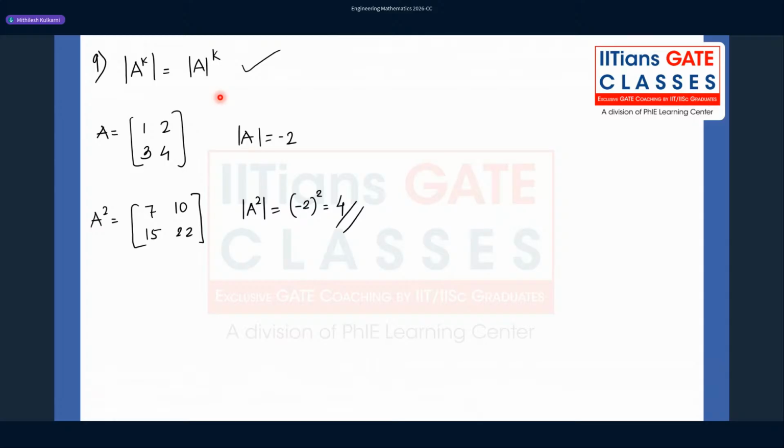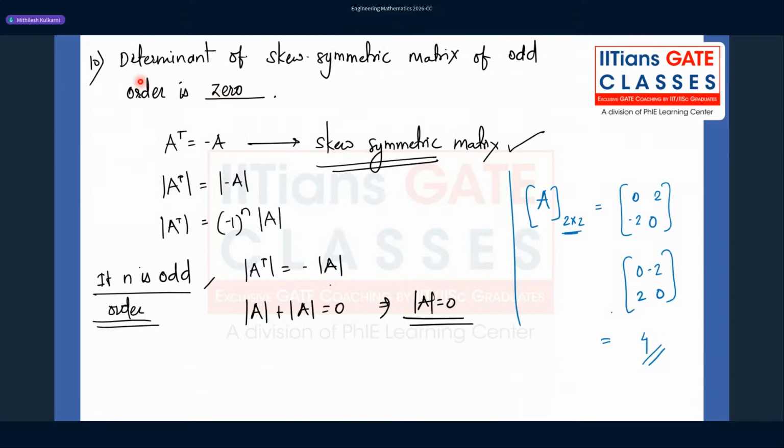Let me go to the next slide. Next property: the determinant of a skew symmetric matrix of odd order is 0. Let's understand the derivation of it.